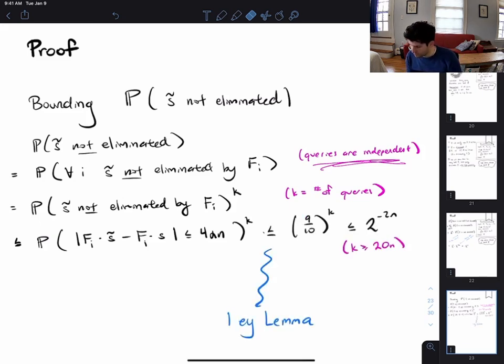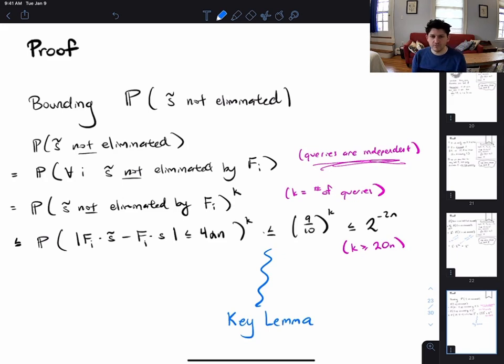And now, the magic is that that probability is at most 9/10. So the key lemma, the very not obvious key lemma, is that if S tilde is bad, meaning S tilde is far away from S, then for a random query, the probability that the answers to that query on S tilde and S are within, let's say, 4 alpha n, is at most 9/10. It's not 1. It can't happen 100% of the time. There's some non-trivial chance that this query shows that S tilde and S are far apart.